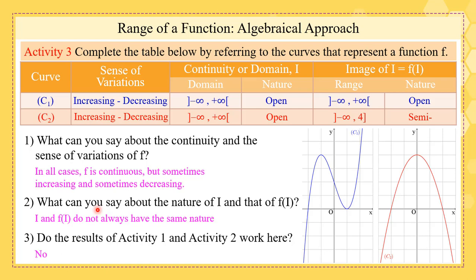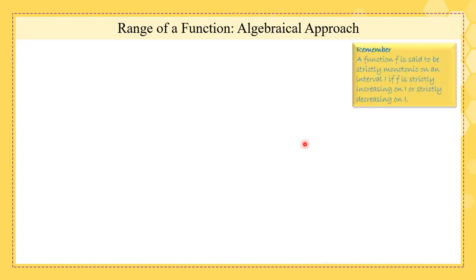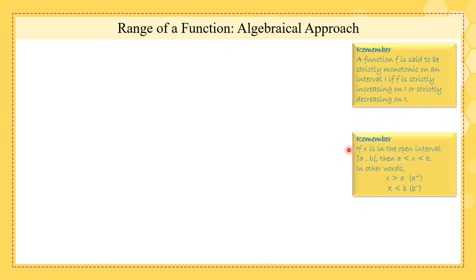So we cannot apply the results of activities 1 and 2 here. They are just applied when f is continuous and strictly monotonic. In other words, f should be strictly increasing or strictly decreasing. So remember, a function f is said to be strictly monotonic on an interval I if f is strictly increasing on I or strictly decreasing on I. Remember also, if x is in the open interval ab, then x would be between a and b. In other words, x would be greater than a and it would be smaller than b. That's why we put a plus and b minus.